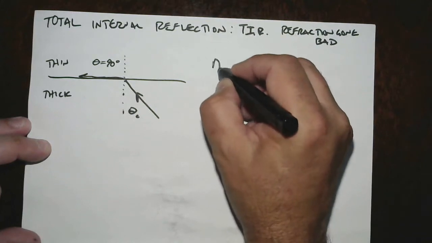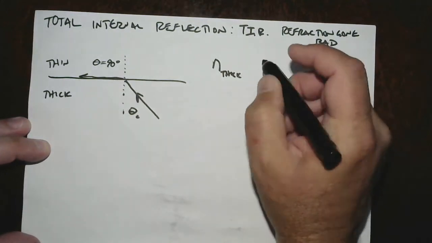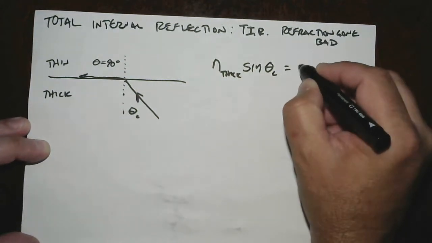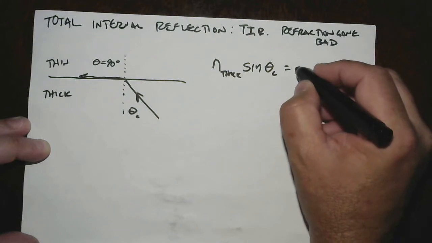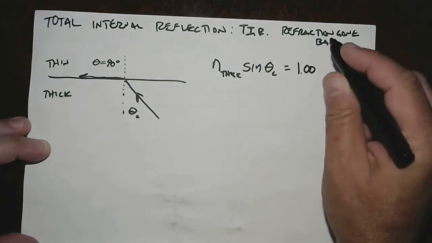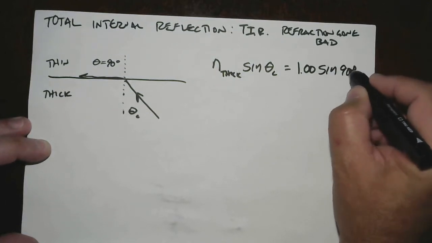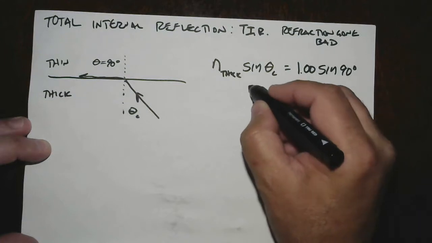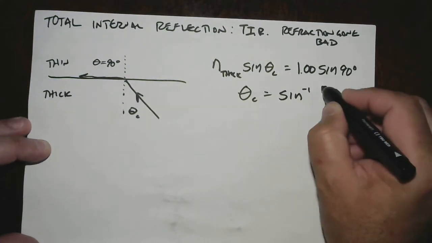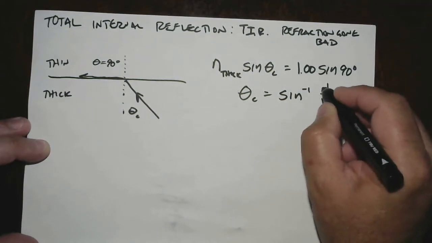So we take the index of refraction of the thick material and multiply by the sine of this critical angle, and that's going to be the index of refraction of the thin material, which is normally 1 because it's either air or vacuum, and the sine of 90 degrees, which is also 1. So what we have here is that the critical angle is going to be the inverse sine of 1 over the index of refraction of the thick material.